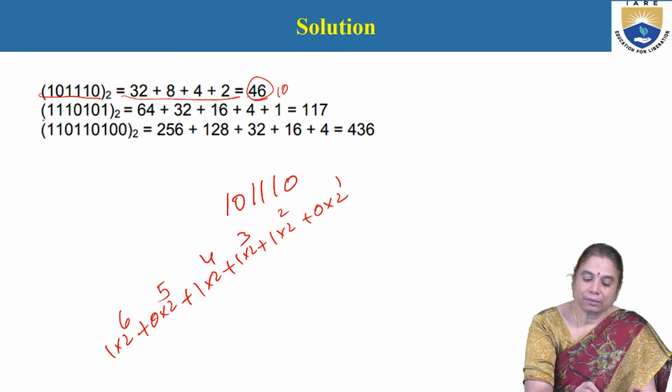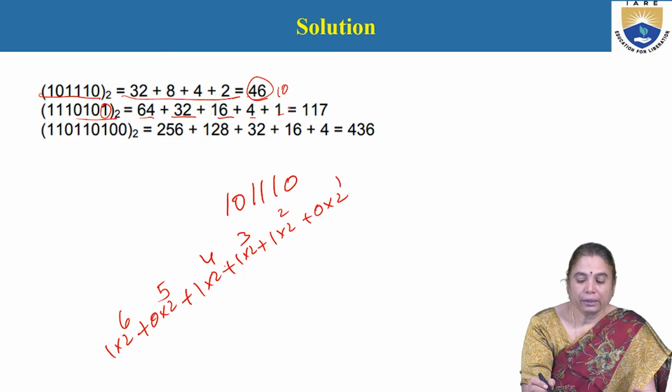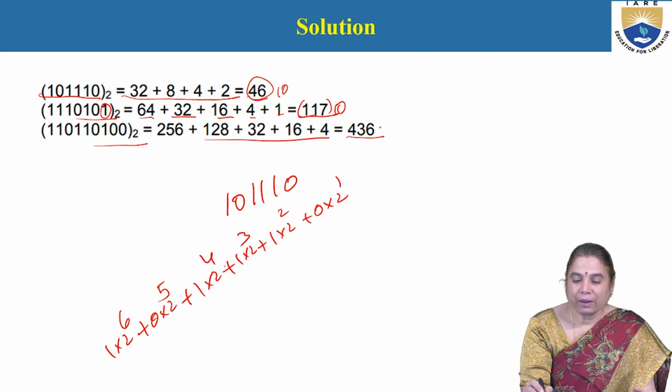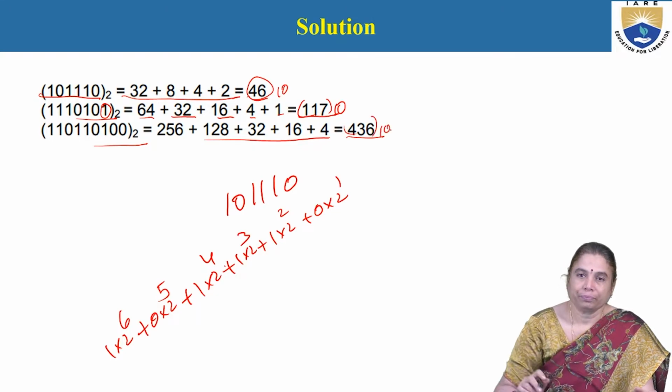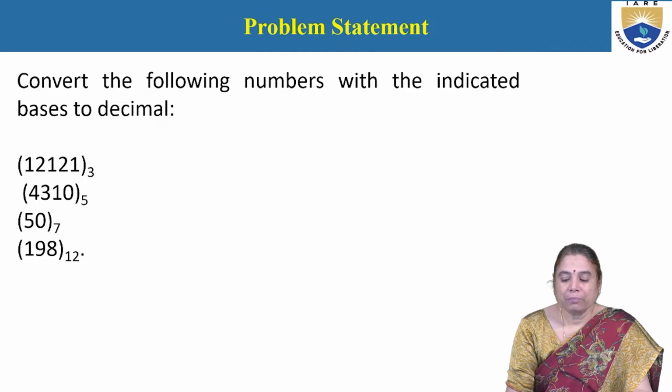Next, consider the second number, 110101. Here also, 1 into 2 power 0, and like that each digit is multiplied with its positional value, and the product terms are added to get the actual decimal number. So 117 is the decimal equivalent of this binary number. Next, the third binary number is converted in a similar way, and it is equivalent to 436 in decimal form.